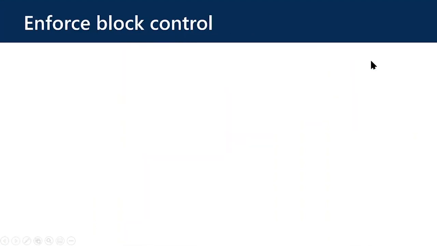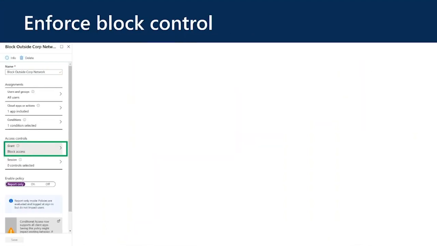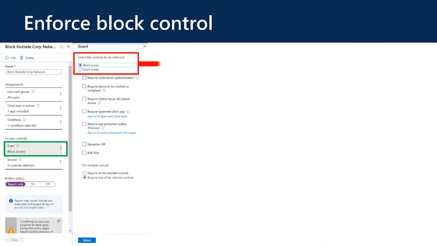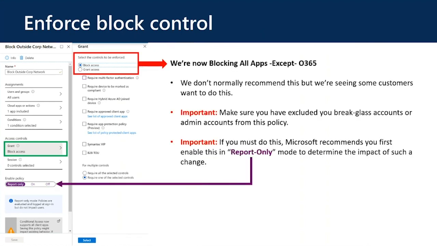And now I can just say, you know what? I'm going to block all apps except Office 365. And one more nugget here I wanted to include is that if you're going to do a broad block like this, we do recommend you first do it in what's called report only mode. And this is effectively like you get to audit how the policy would be enforced on users if you enabled it.